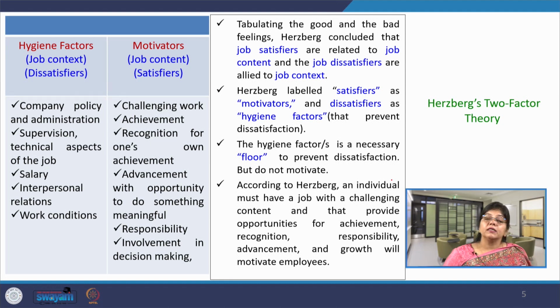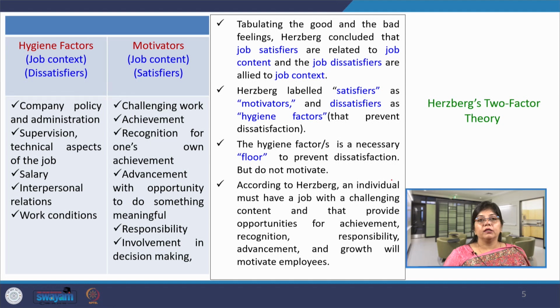So, job context here means only factors related to the job, but they were not leading to any kind of satisfaction beyond a certain level or any motivation. That is why these factors are termed as dissatisfiers. Herzberg called satisfiers motivators, as is implied in the table, and dissatisfiers hygiene factors that prevent dissatisfaction, so that only a minimum level of satisfaction can be experienced. There is no motivation.